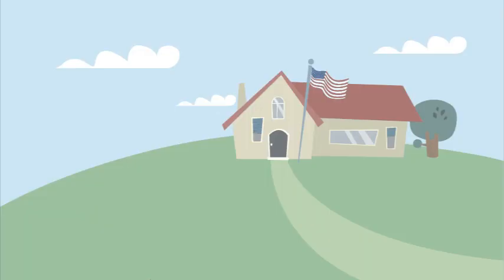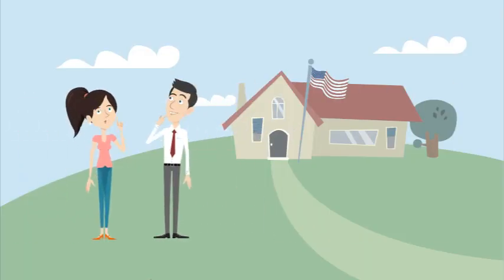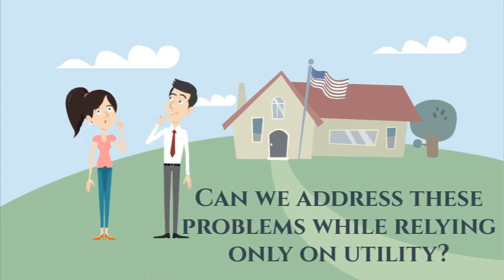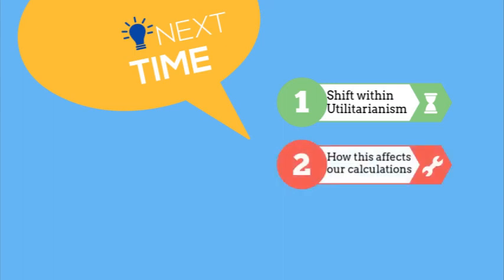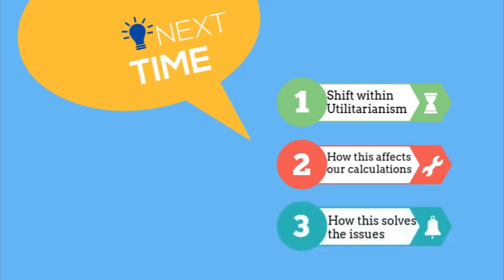Harriet Taylor and John Stuart Mill are really concerned about these issues, and while they are committed to utilitarianism, they find these problems really troubling. Part of what they're doing in On Liberty is attempting to address those problems within utilitarianism. That is, they'll try to work out a solution to the problem without relying on anything beyond utility. In our next video, we'll examine the shift they make within the utilitarian principle and how that changes the way we make our utility calculus. Then we'll move on to looking at the ways in which they think this shift solves the problems we just talked about.